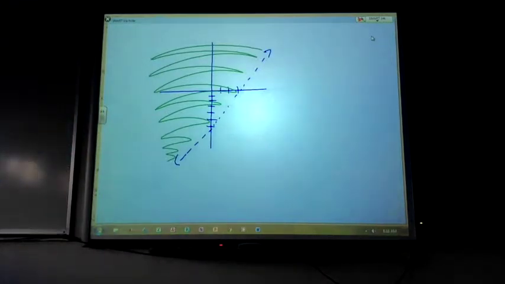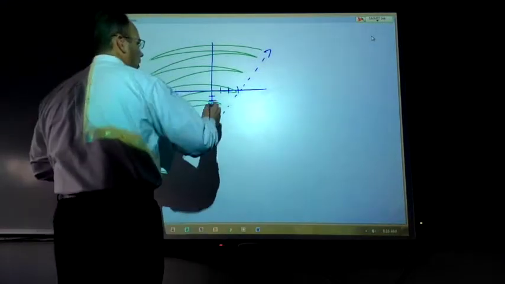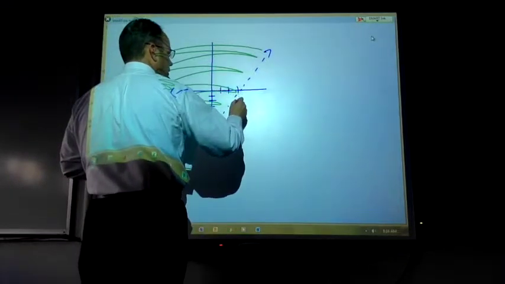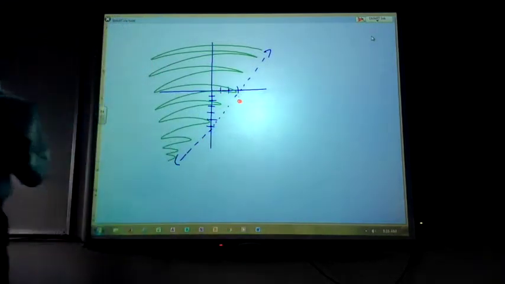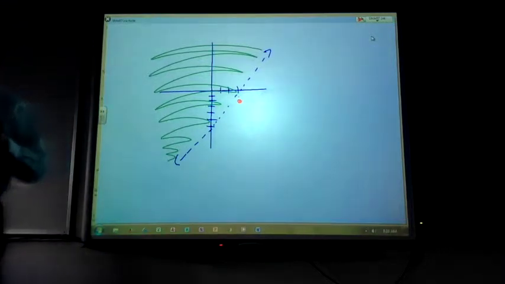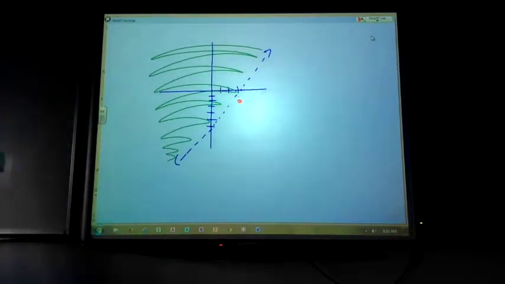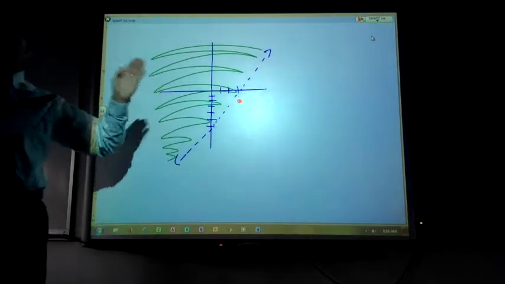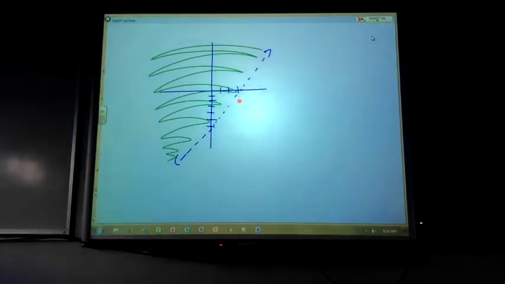Explain using the graph why the point 3, negative 2 is not a solution of the inequality. So 3, 1, 2, 3, and then negative 2. Why is it not a solution to the inequality? What do you think? Yeah, it's not in that shaded region. In fact, if it actually landed right on the dotted line, it still wouldn't be part of it.